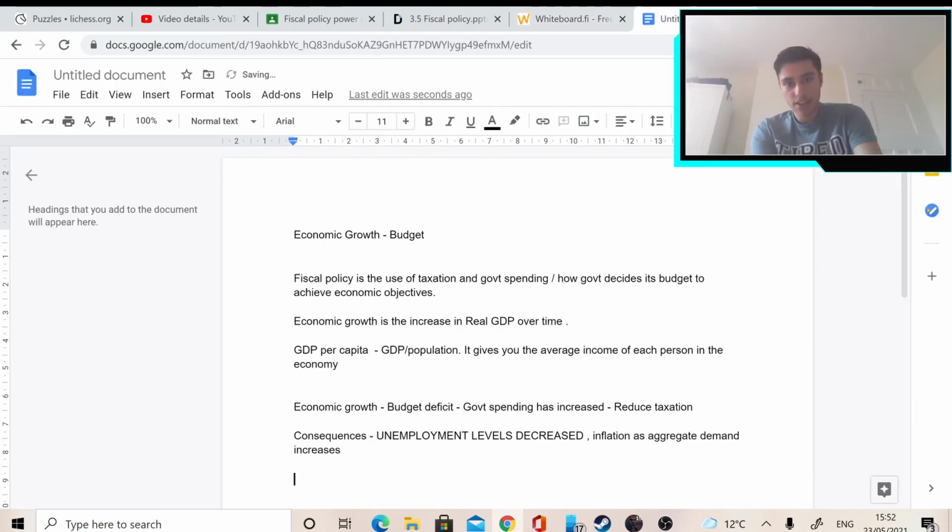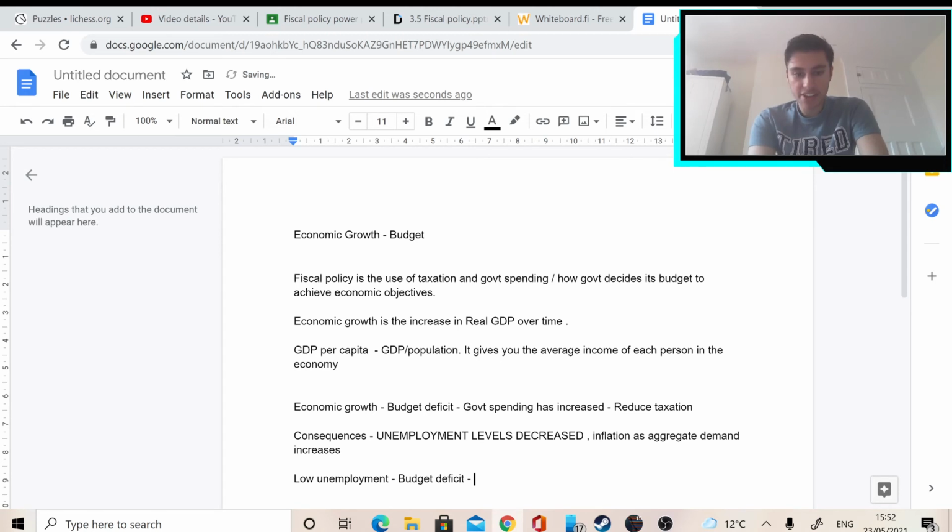Now, let's say you want to aim for low unemployment. Again, it's related to the previous one. You still tend towards a budget deficit, and taxation is also reduced for the same reason as above. But again, inflation will take place because more incomes means more demand.